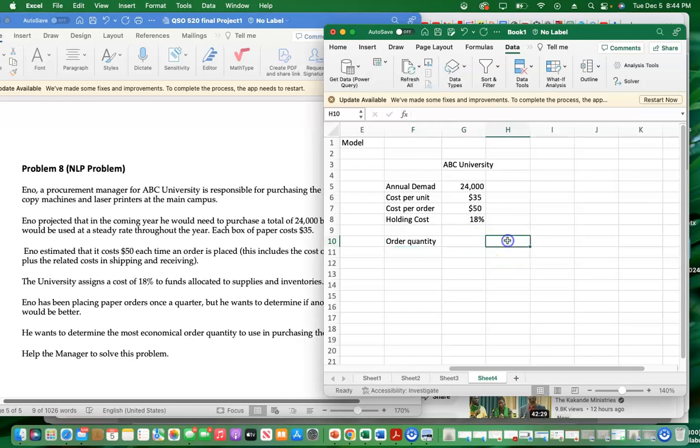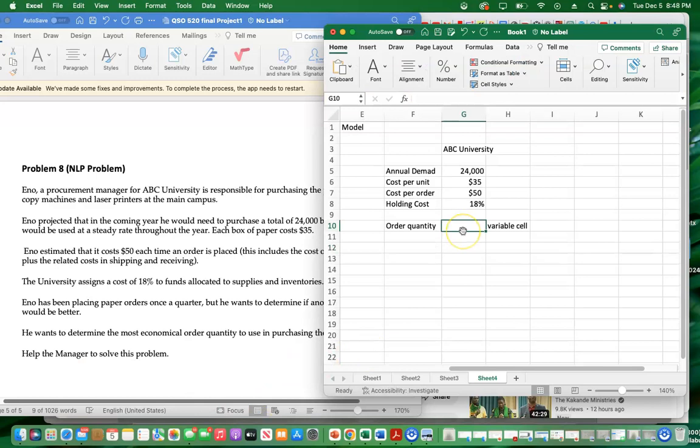This will be our variable cell. And so in this case, we can put any value, either 0 or 1, or any value you may choose. So I'm going to put just 1 there. And then we are going to focus on the purchasing cost, and then cost of ordering, and then we're going to look at inventory cost. And so that will help us to find the total cost.